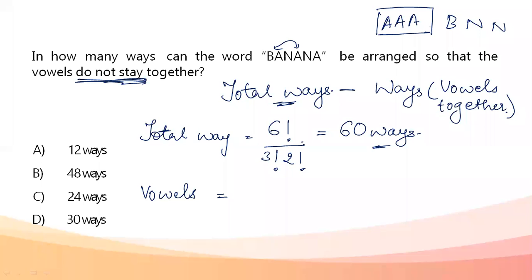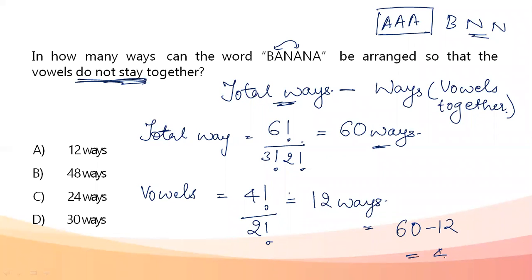So the total number of ways in which vowels are together becomes 4 factorial, because it is now reduced to just 4 letters that need to be arranged, divided by 2 factorial because I have 2 N's. Whenever I have repetitions, I divide by that repetition. So this becomes 12 ways. The cases when vowels are together are 12 ways. So total ways minus the ways in which vowels are together gives the ways where vowels do not stay together. That becomes 60 minus 12, that is 48 ways. The number of ways in which vowels do not stay together is 48 ways. My answer is option B.